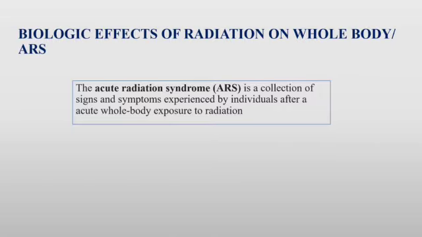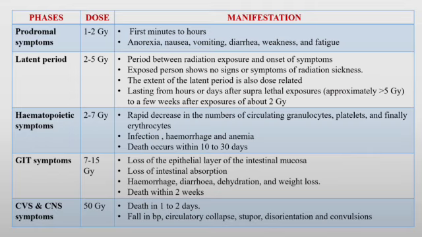Moving on to biologic effect of radiation on whole body, which is also called acute radiation syndrome. Acute radiation syndrome is a collection of signs and symptoms experienced by an individual after an acute whole body exposure to radiation. There are a few phases in acute radiation syndrome. The first is the prodromal period. This occurs within the first minutes to hours after exposure to whole body radiation of about 1 to 2 Gy. So the person may experience anorexia, nausea, vomiting, diarrhea, weakness and fatigue within hours of exposure.